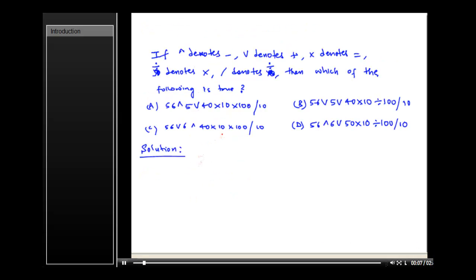Symbol denotes minus, V denotes plus, into denotes is equal to, divide by denotes into, slash denotes divide by, then which of the following is true? We need to find out the correct statement among the 4 given choices. Let us check with choice A.